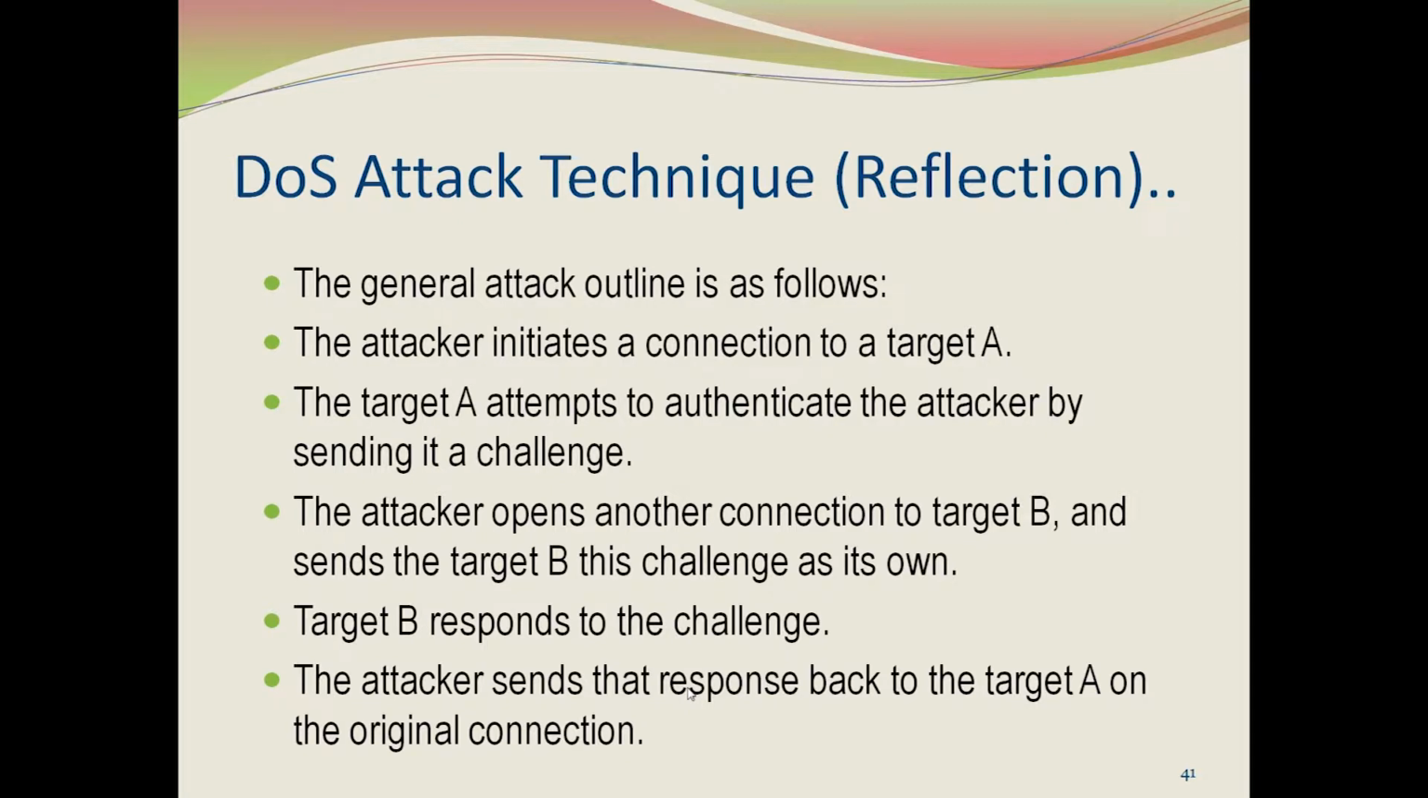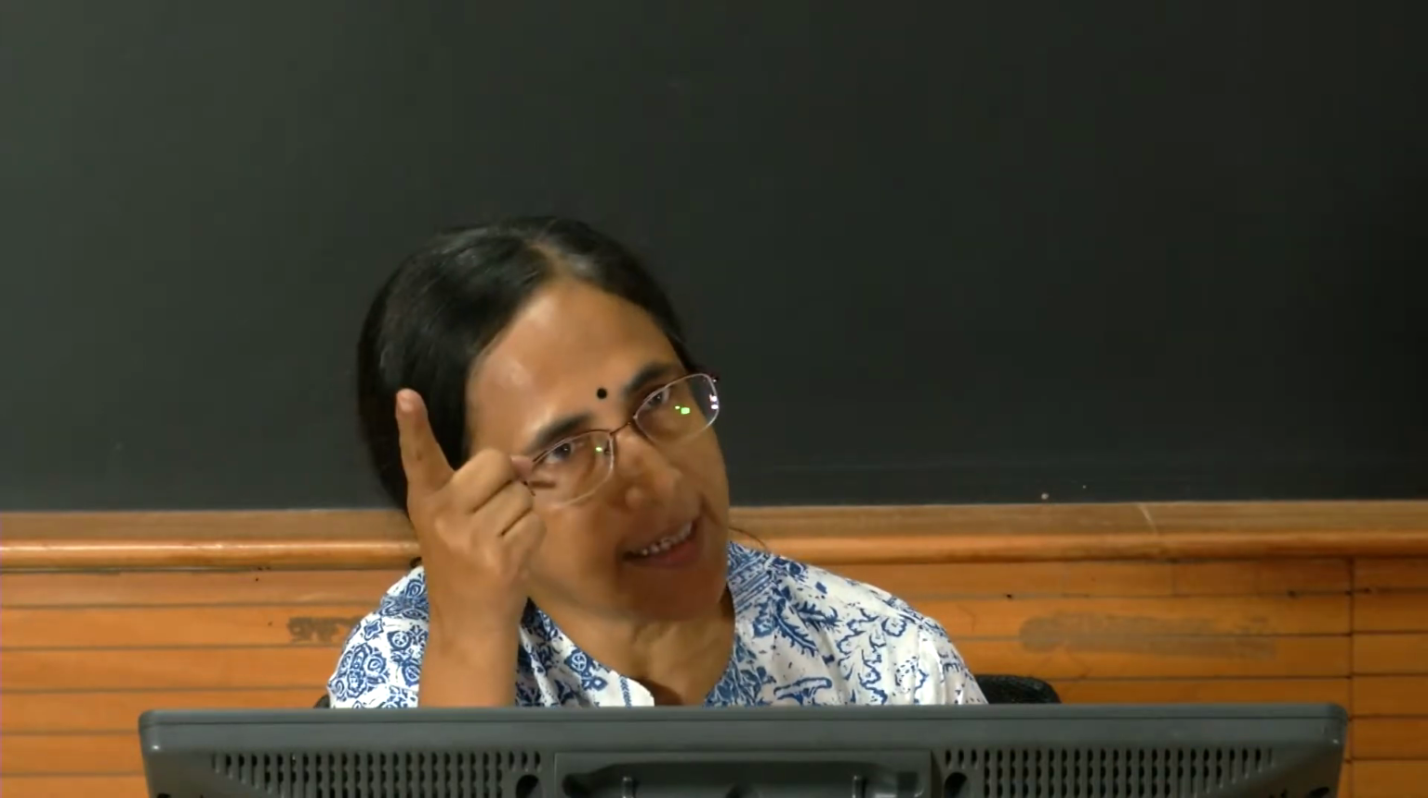So, now B will be just ignored, because the connection has been established between the target and the attacker, which is what the attacker wanted, and target A will think that it is talking with B.